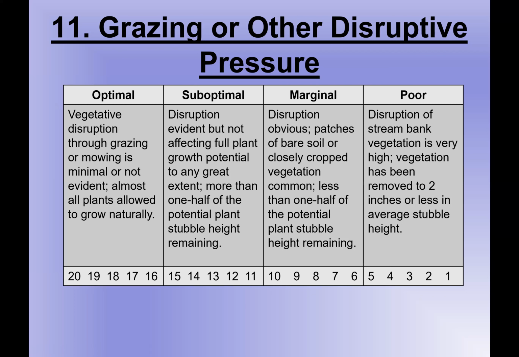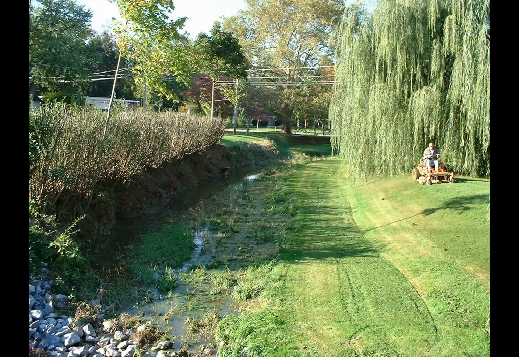Vegetative disruption is through grazing or mowing. So if we see any kind of grazing, mowing, any kind of disruption along the edge, it's probably not going to be in that optimal or suboptimal. It might be toward the marginal. We're looking for the areas that don't have that pressure on them.